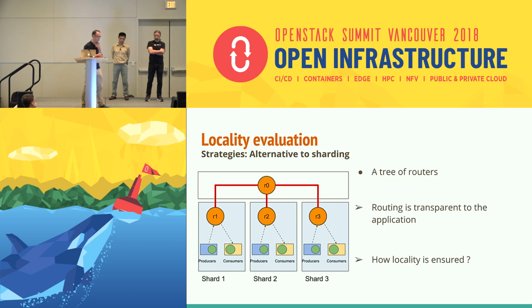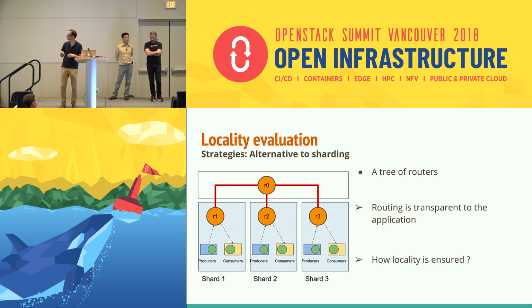Okay? An alternative using routers is to use a tree of routers that maps the hierarchy of the shards. And here, since they are routers, they are able to route messages. So routing is now transparent to the application. Basically, if you want to send a message to one consumer, you just post your message to the first router, and it will figure out how to route the message until it reaches the right consumer.